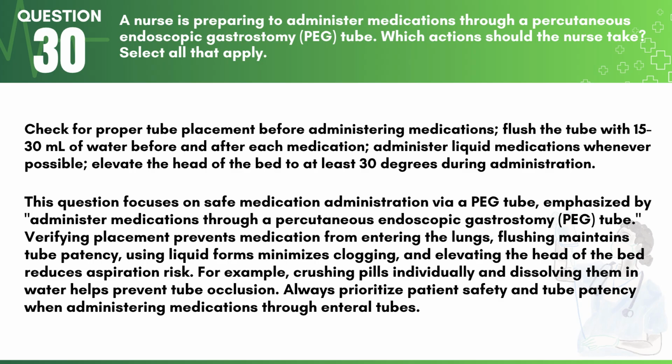This question focuses on safe medication administration via a PEG tube, emphasized by administer medications through a percutaneous endoscopic gastrostomy (PEG) tube. Verifying placement prevents medication from entering the lungs. Flushing maintains tube patency. Using liquid forms minimizes clogging, and elevating the head of the bed reduces aspiration risk. For example, crushing pills individually and dissolving them in water helps prevent tube occlusion. Always prioritize patient safety and tube patency when administering medications through enteral tubes.